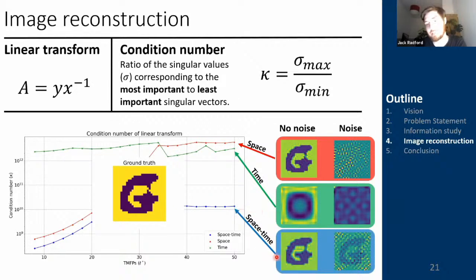And when we have space-time, then we can actually see it's robust to noise because it has resemblance of this ground truth image in the dark blue here, which is a perfect indication that it's reducing the ill-posedness of our inverse problem.